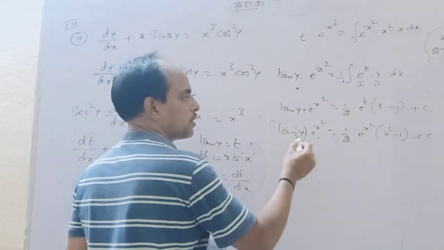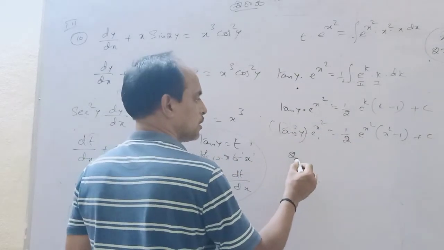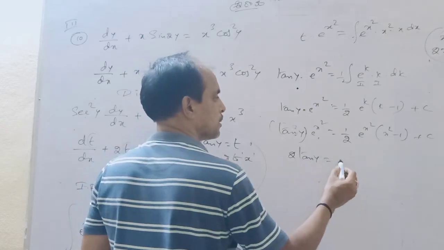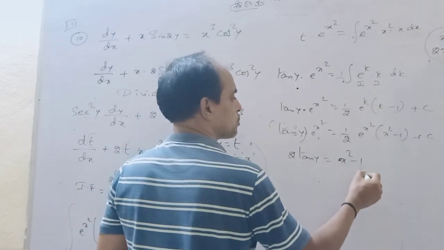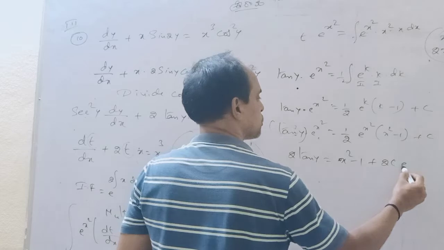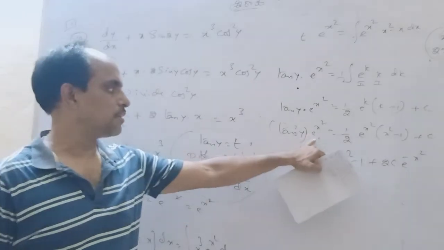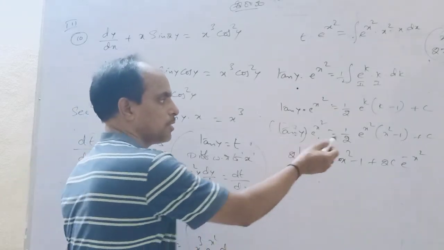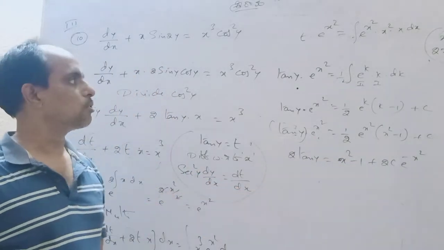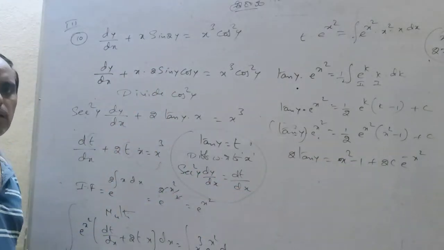Now you divide this with e power x square, that is 2 tan y is equal to x square minus 1 plus 2c into e to the power of minus x square, because we are dividing the total with e power x square and multiplying with 2. So that will be the solution for this differential equation.